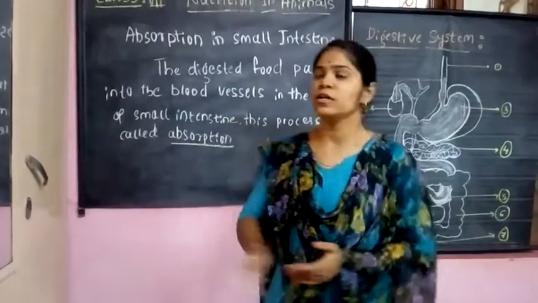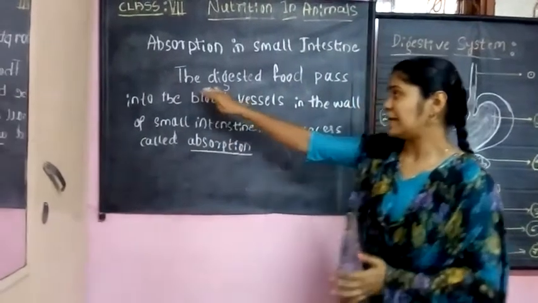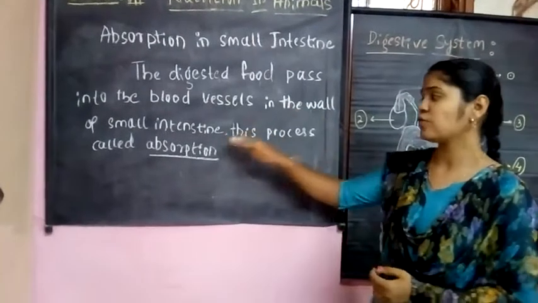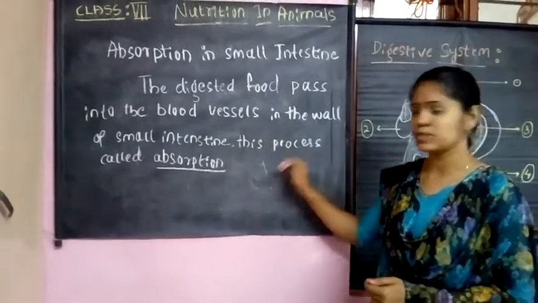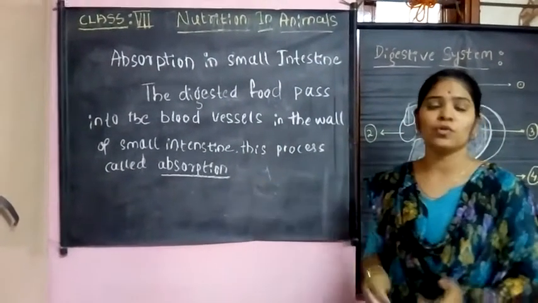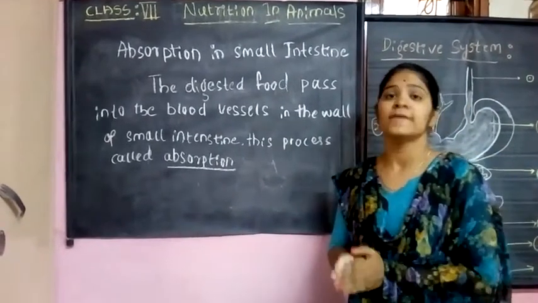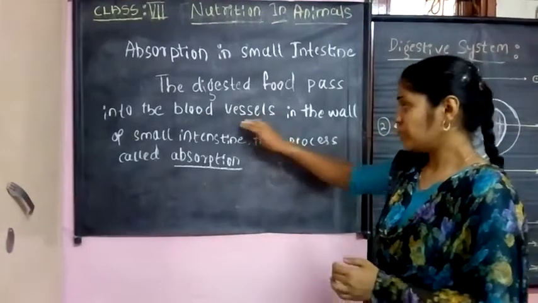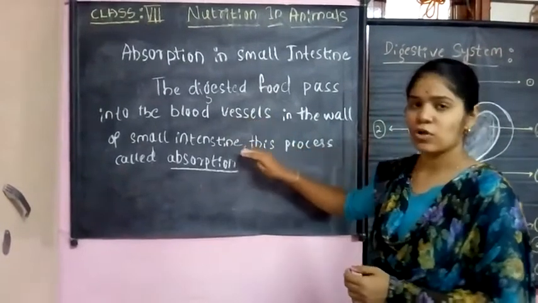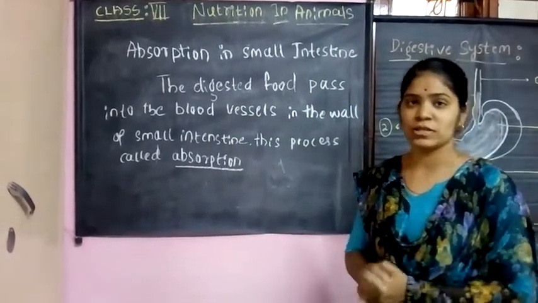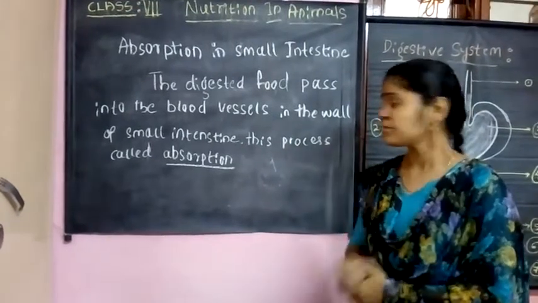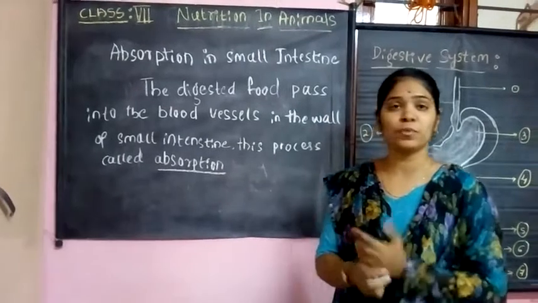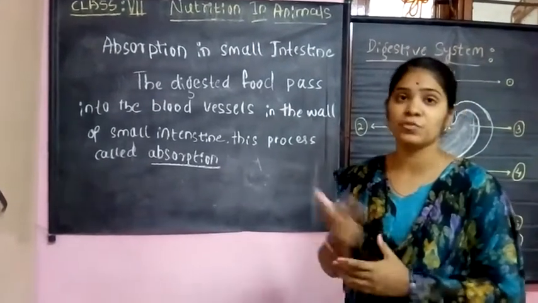I told you, in the small intestine the digested food passes into the blood vessels in the wall of the small intestine. This process is called absorption. So whatever food is digested in the stomach will be absorbed by the blood through the small intestine, and this process is called absorption. So how does the small intestine absorb the digested food material?